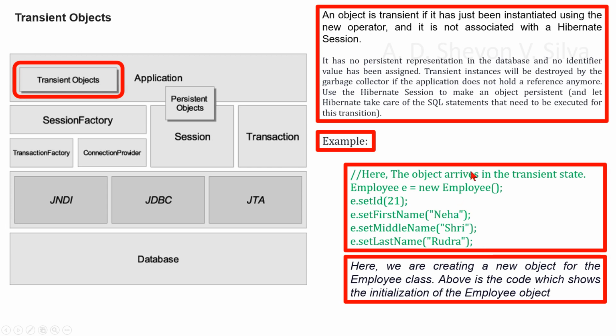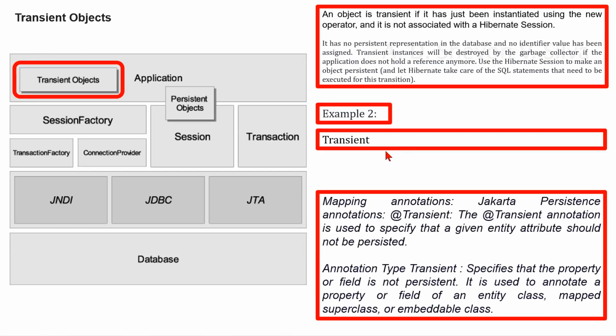Here the objects arrived in the transient state. As an example too, we are considering @Transient, a Jakarta Persistence annotation in mapping annotations. The @Transient annotation is used to specify that a given entity attribute should not be persisted.